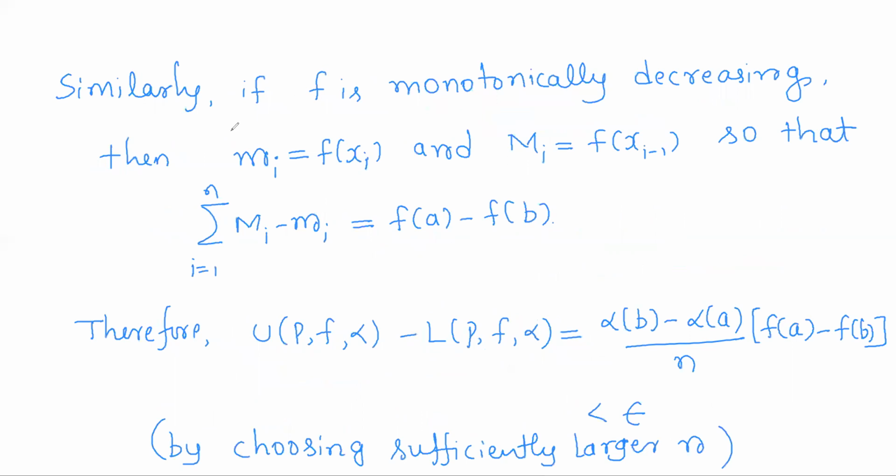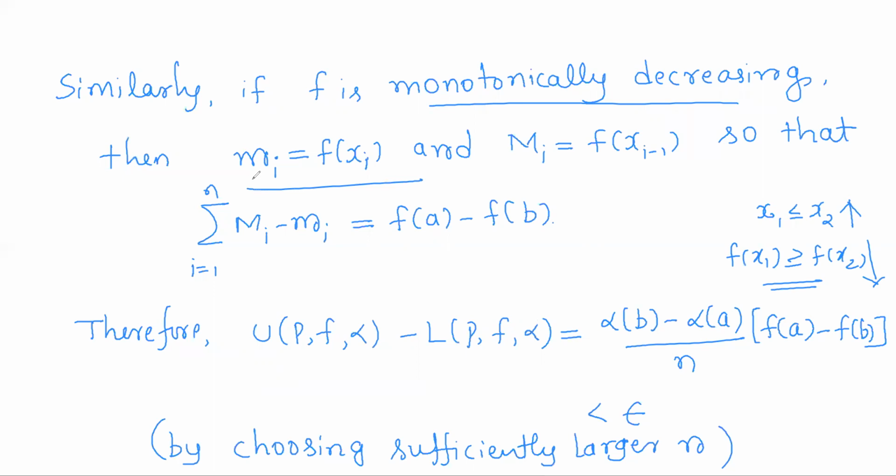Now the other case. If F is monotonically decreasing, F is monotonically decreasing means what? If x1 is less than or equal to x2, f of x1 will be greater than or equal to f of x2. That is, as the domain points increase, the function values actually decrease.